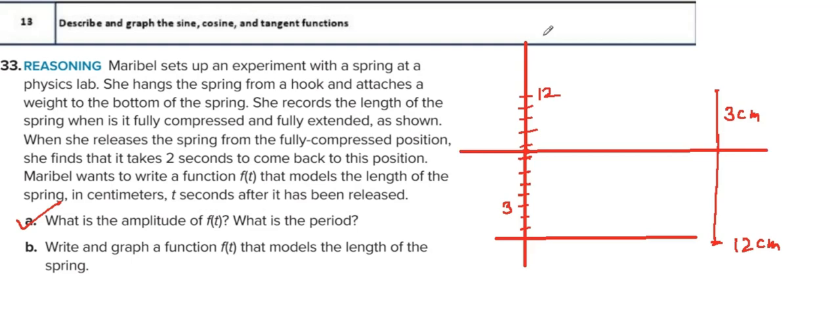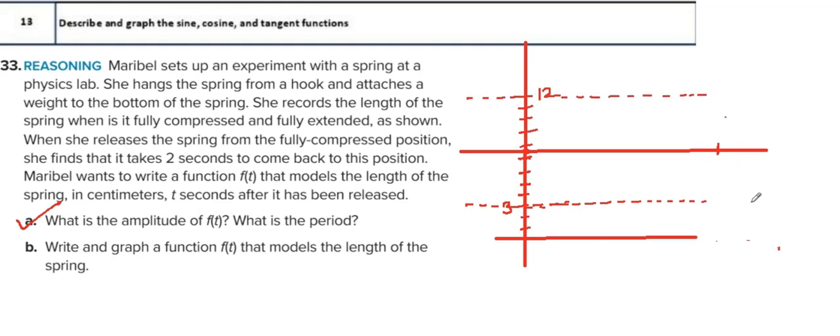So how much is the amplitude here? How much is it left up, and how much down, from the middle? The graph is not required here, so I'm not interested in that. So these are my maximum and minimum.